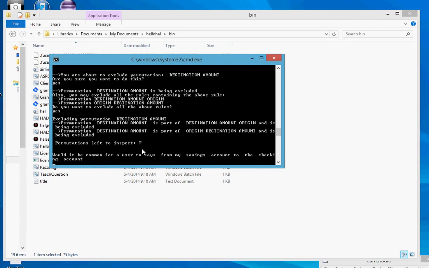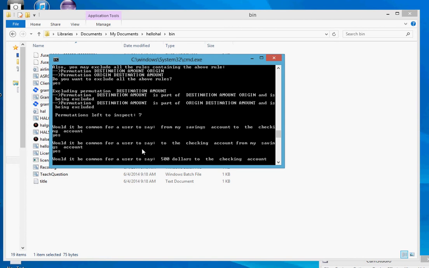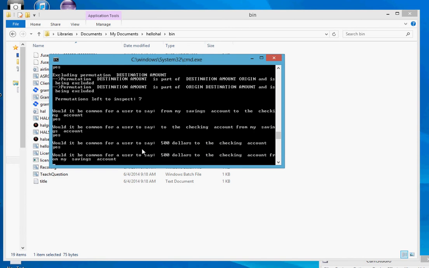The next one, from my savings account to the checking account. Yes, that sounds very natural. To the checking account from my savings account. Well, that's maybe not as common because most people would say the from part first, but I'm not sure if it's really worth eliminating this rule, so I'm going to say yes. $500 to checking account, that would be yes. $500 to checking account from my savings account. Then again, this poses a question whether most people would say the to before the from, but I'm going to go ahead and say yes.